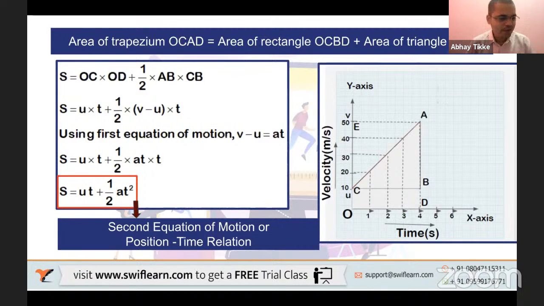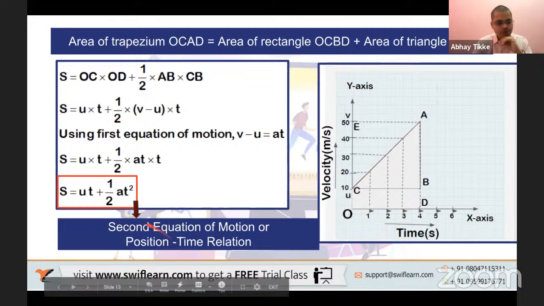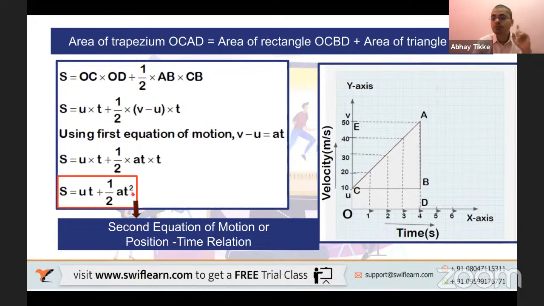So simple it is. Are you getting this? Anybody has any doubt? Right? So simple. So this is your second equation of motion. And what is that equation of motion for? Position time relation. Because S represents position and T represents time. So this is called the position time relation. Okay, clear?